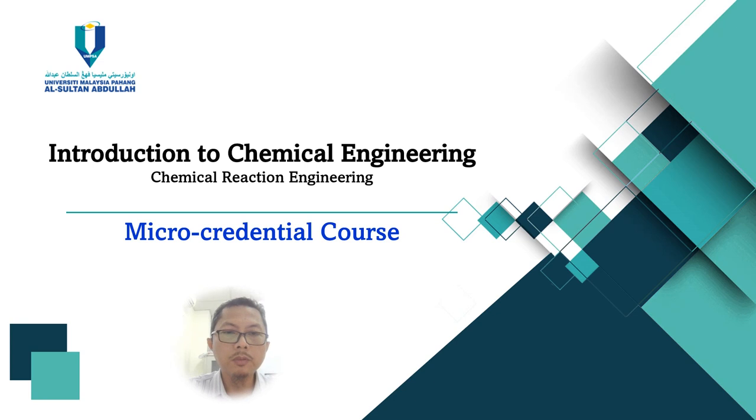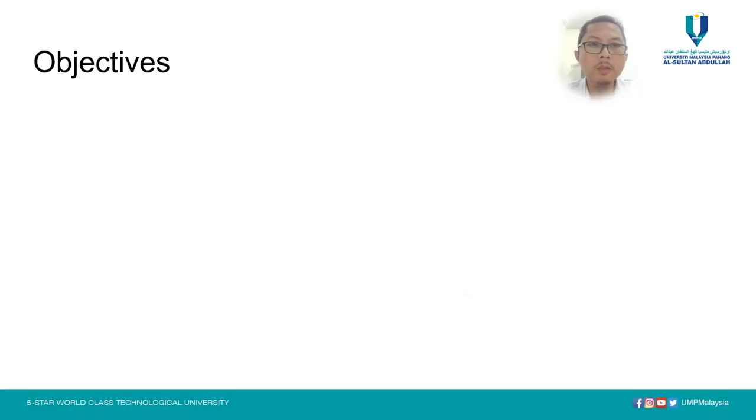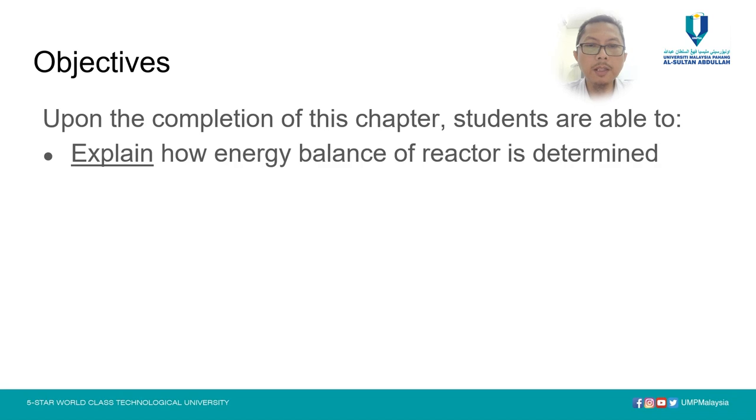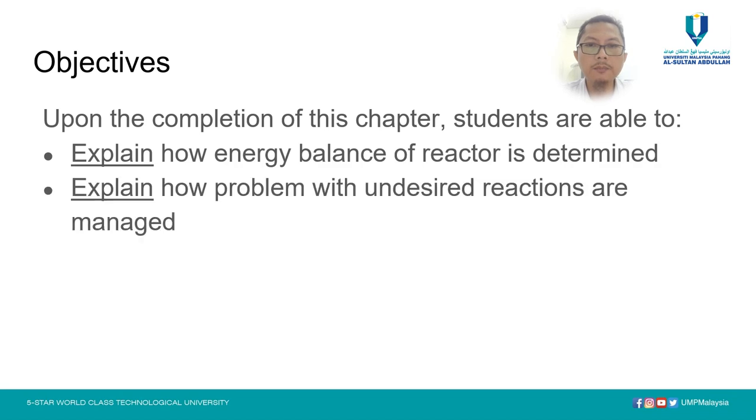I'm going to teach you chemical reaction engineering for the subject of Introduction to Chemical Engineering. The objective of the third lecture is to cover the energy balance of the reactor and the problem with undesired reactions. You must be able to explain how the energy balance is determined and how problems with undesired reactions are managed.